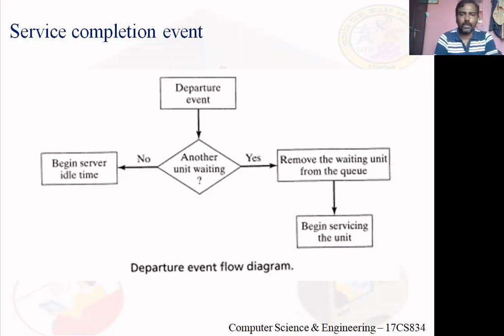So I repeat, listen cautiously. When a present customer departs from the server, look at the queue. Is any unit waiting? If no, that is, the queue is empty, then begin server idle time. If yes, remove the customer who is at the front of the queue and begin a service. Got it?